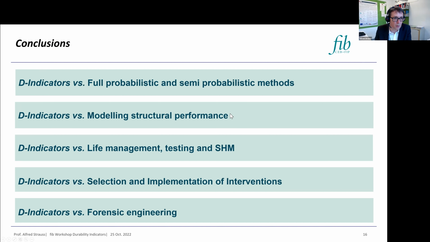What we can say is we see the durability indicators in all of our 5 task groups. Where we have slightly an interaction already, or where we have to develop more interaction. I think we have interactions in the first probabilistic task group, probabilistic methods, also with modeling of structural performance, with the life management and testing, and structural health monitoring. We have also already an interaction. I think where we will move forward now with the durability indicators, or where we need to do some further steps, are in the last 2 task groups, implementation of interventions and forensic engineering, of course.